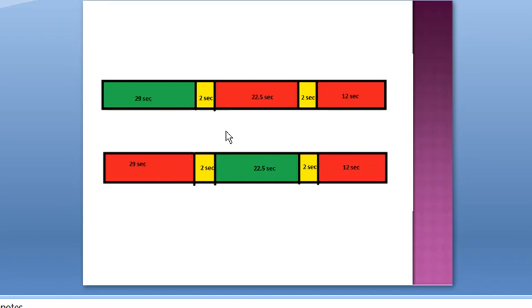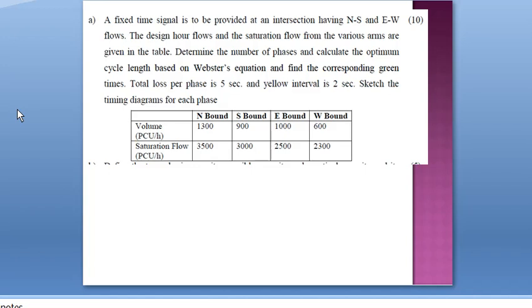So you should be thorough about this phase diagram, because in the exam they will check the phase diagram thoroughly. If you have any doubt, you can ask me personally. You can call me or WhatsApp. Next, we can discuss some more problems. This problem I have given you as an assignment, so do the assignment and submit it next week.